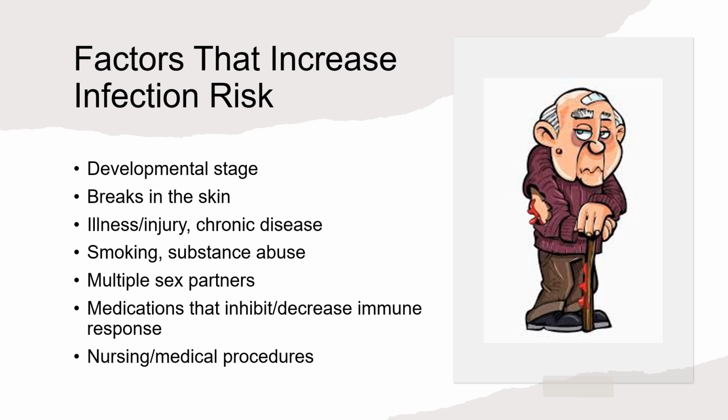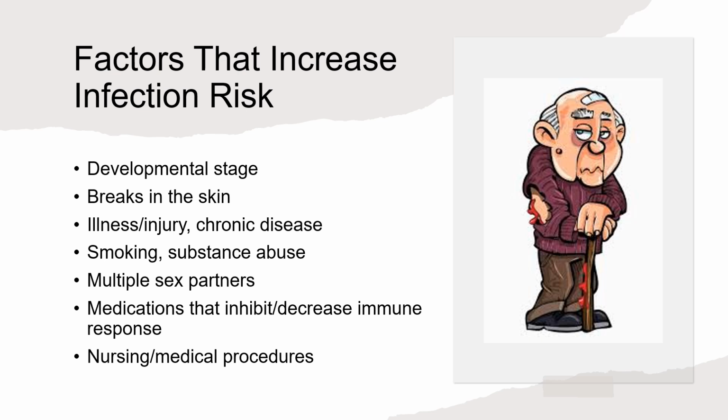Multiple sex partners, this is related to sexually transmitted infections. So that's a whole other chapter. Then we have medications that inhibit or decrease immune response. So common medications like NSAIDs, an example would be ibuprofen, or some chemotherapy medications, or corticosteroids like prednisone. These can decrease the production of our white blood cells, or sometimes they can cause them to act a little abnormally. So that can leave the patient at higher risk for infection.